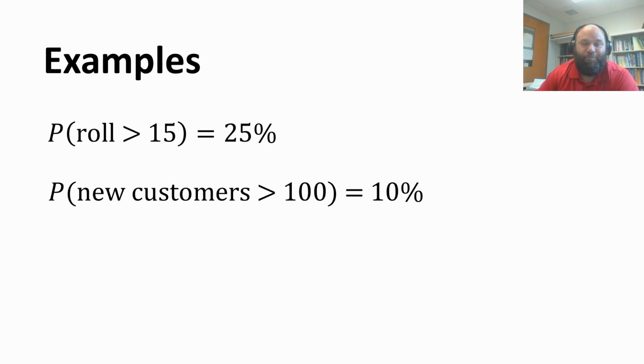Here's another example with customers. So this 10% may come from a survey that you run, so you get some data to make this assessment. And you might say, the probability that I will have more than 100 new customers after offering a new service or product is 10%.